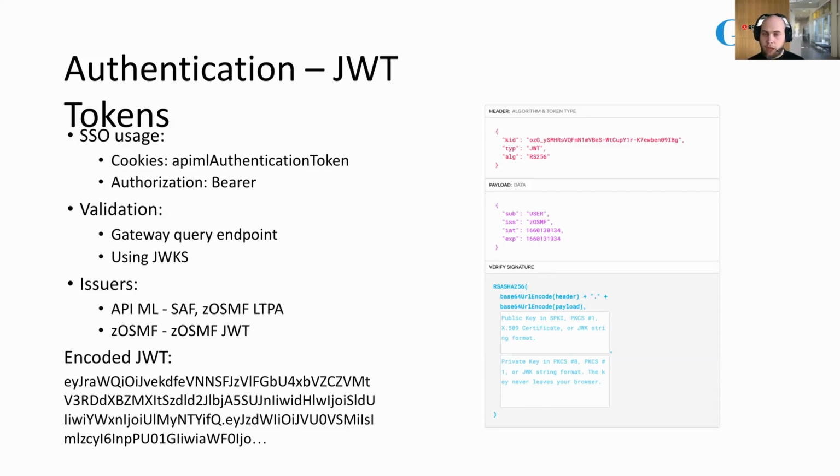This token is available for the clients via the APIML authentication token cookie. It's also possible to use it via the authorization bearer. When you are calling the API mediation layer, it will process both of these correctly. Here on the slide, you can see how such an encoded JWT looks and how you can get some basic information from the token. The token has to be signed by the private key from either Zowe SMF or API mediation layer. So unless you lose the key, the users are not able to issue incorrect tokens and use them.